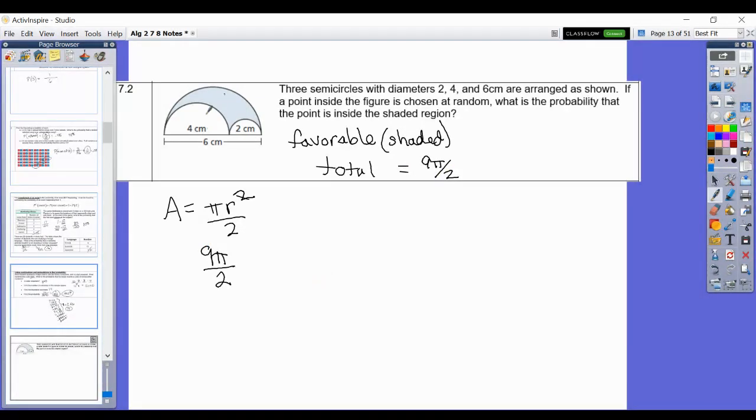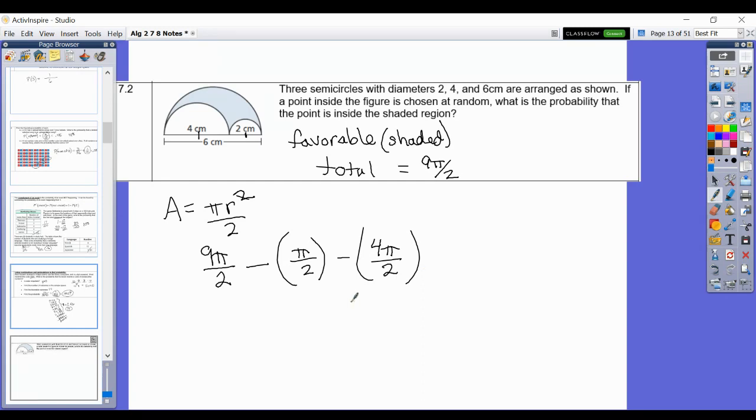Now, in order to find the shaded part, I'm going to take the whole thing and subtract both of the other two areas. So let's take each one of those little semicircles. This little one has a radius of 1, so pi times 1 squared over 2. And this one has a radius of 2, so pi times 2 squared over 2. I just went ahead and left it like that because we're going to have to subtract anyway.